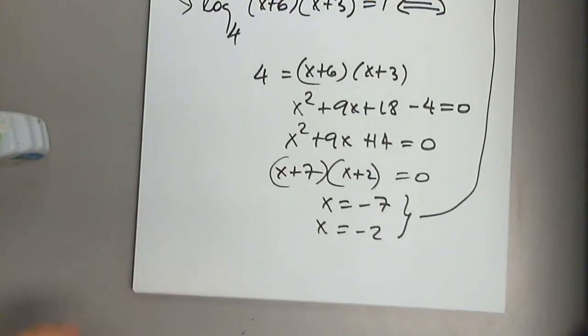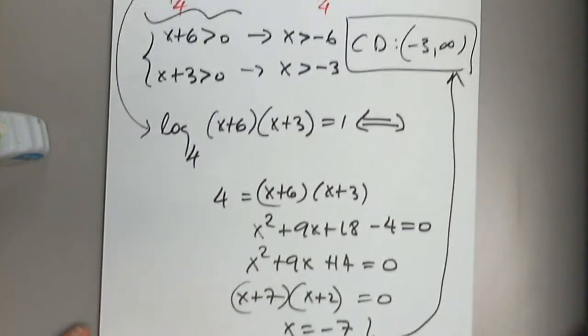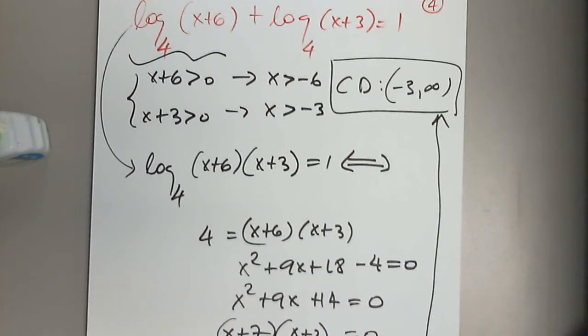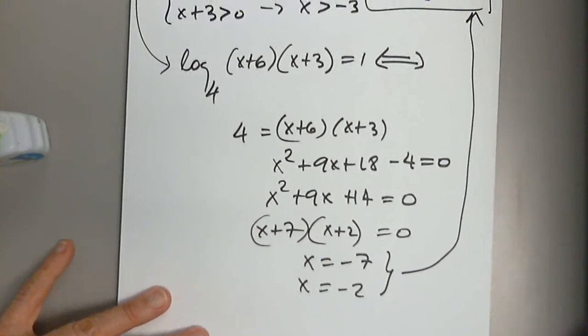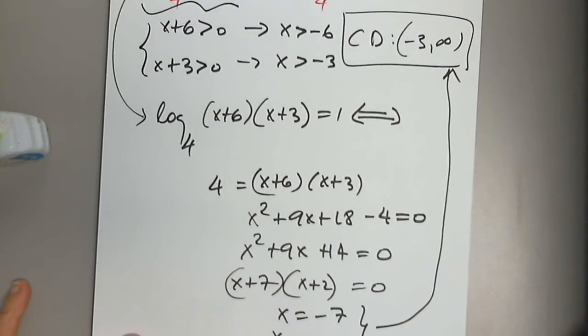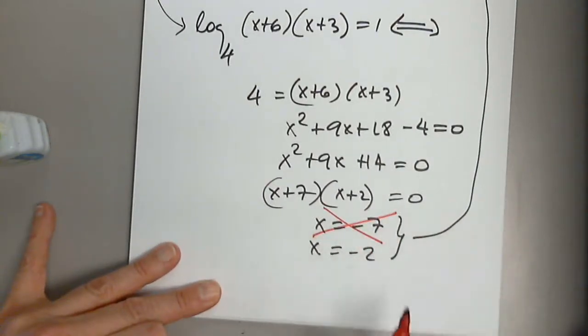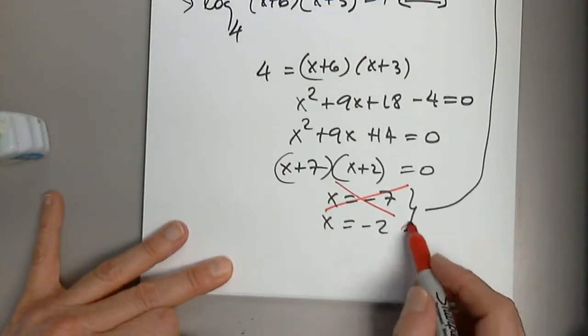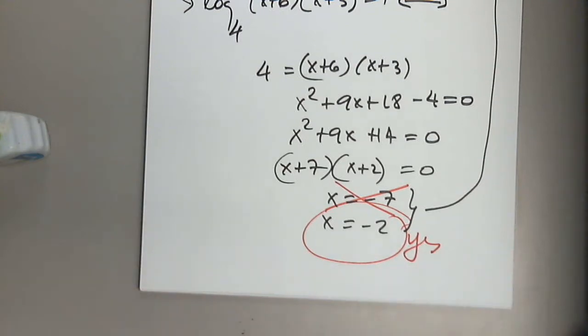So, conclusion then. x equals negative 7, of course, is not in the common domain. It cannot be accepted. So the only one that is accepted is negative 2. Any questions?